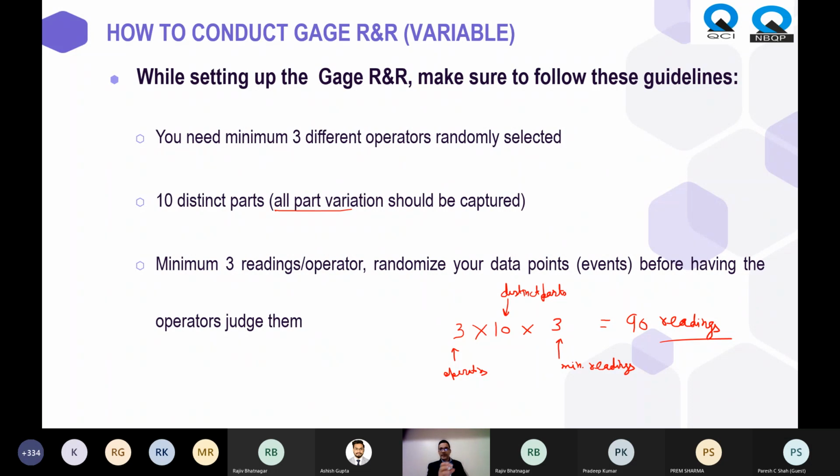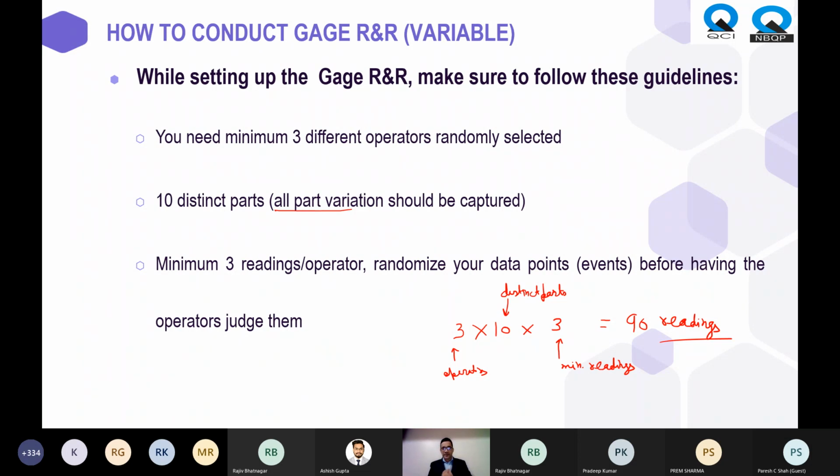We make a chart, that piece 1, the true value is this. Let's see what reading comes out from the operator, from my appraiser. So we ask, let's say Ram first, to capture all these 10 readings, and these parts will be randomly given to him. It's not that part 1, part 2, part 3 and up to part 10. It will not be in a sequence, it will be randomly arranged and given to him.